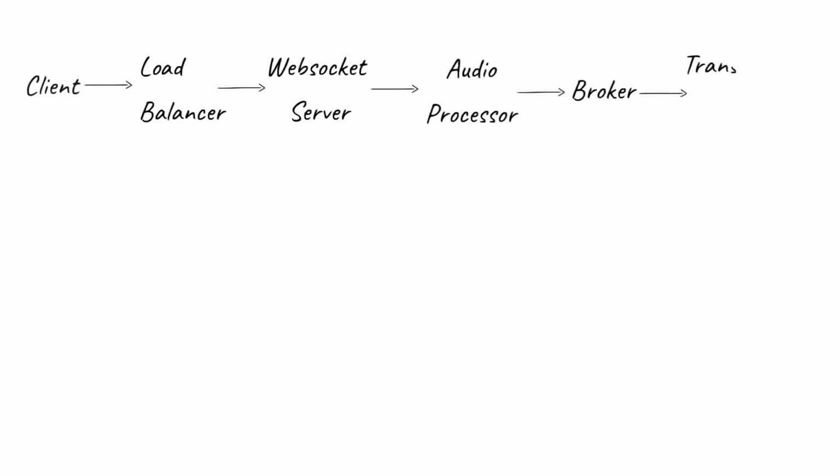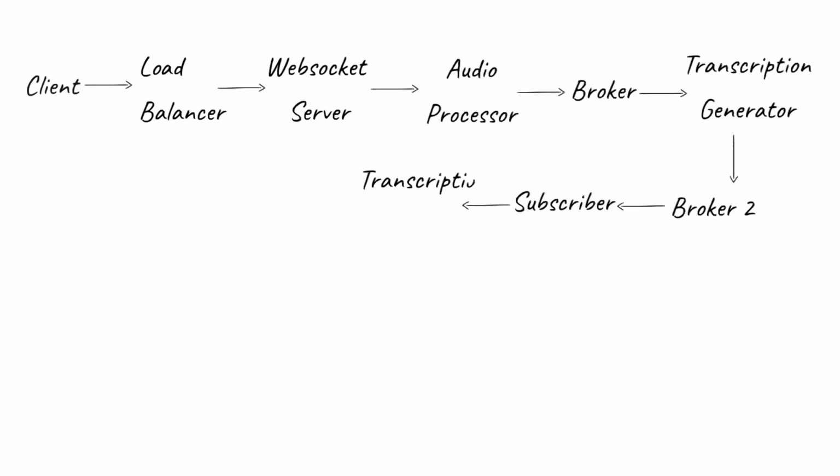The transcription generator then takes these audio chunks from the broker, streams them to a speech-to-text API, and generates the transcriptions. These are published back into a second message broker to ensure the data flow remains decoupled. Meanwhile, we use a subscriber component to collect the transcribed chunks and store them in chunks transcription storage that ensures consistent transcription delivery to clients.